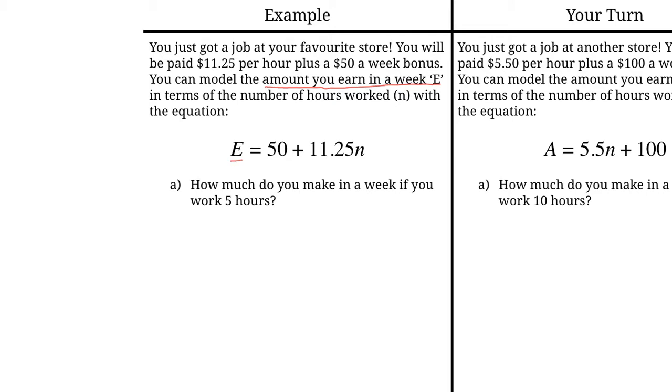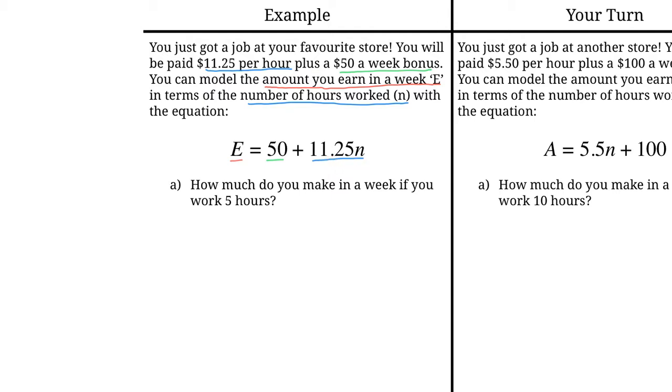You are paid $11.25 per hour plus a $50 bonus. So this 50 is your $50 a week bonus, and this 11.25 is your pay per hour. N represents the number of hours that you work. So this equation just says that your total earnings is your $50 a week bonus plus $11.25 multiplied by the number of hours that you worked. When you have a number right in front of your variable, it just means multiplication. So this means 11.25 times N.